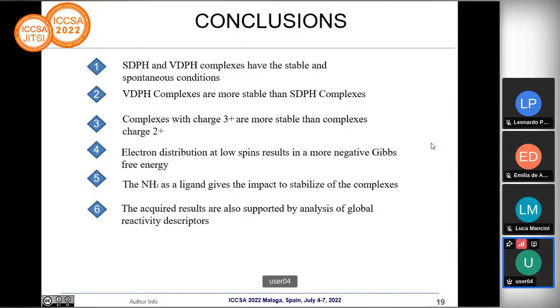So the last of the conclusions: the acquired results are supported by analysis of global reactivity descriptors like chemical potential, hardness and softness, and then frontier molecular orbitals, global descriptors, and so on.